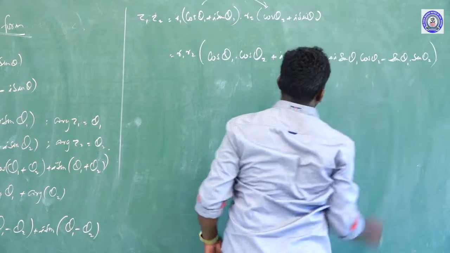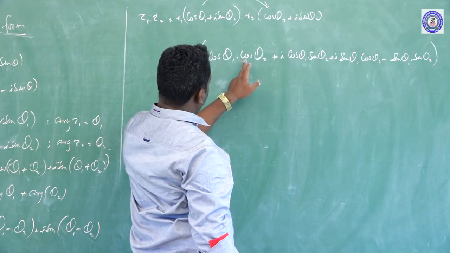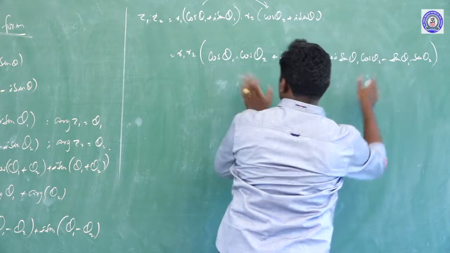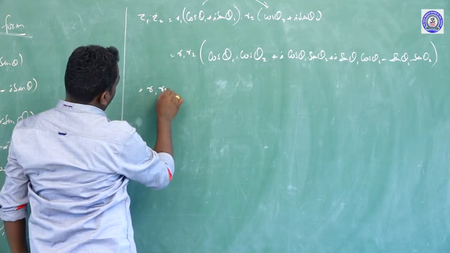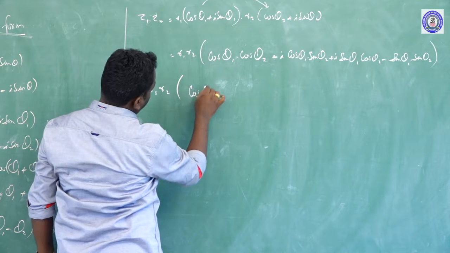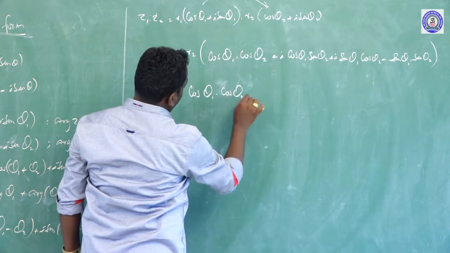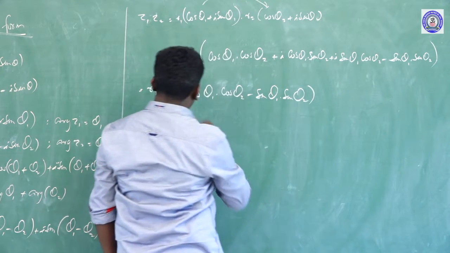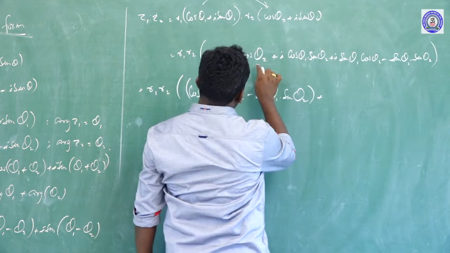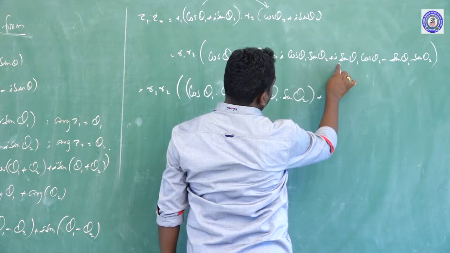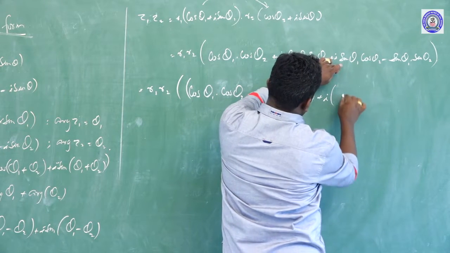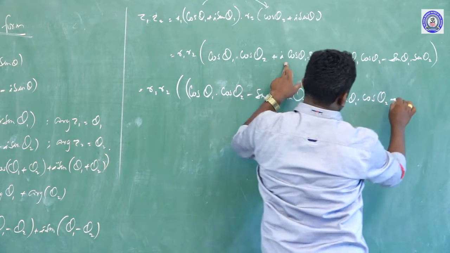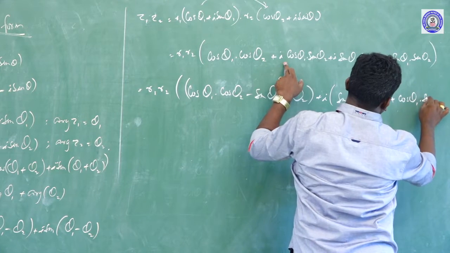Now adding the real terms: cos theta 1 into cos theta 2 minus sin theta 1 into sin theta 2 is the real term. Combine the two real terms, that is R1 into R2 times cos theta 1 cos theta 2 minus sin theta 1 sin theta 2. Then in the other two terms we have the imaginary part, taking i common: sin theta 1 into cos theta 2 plus cos theta 1 into sin theta 2.